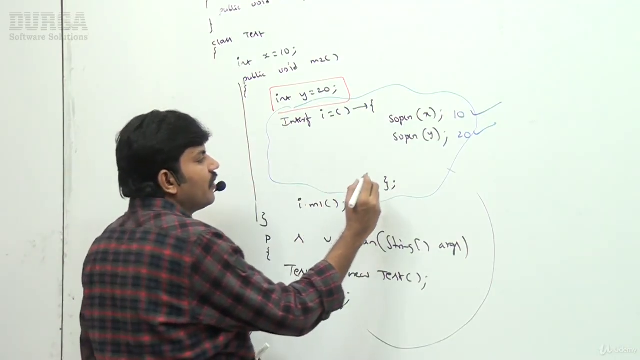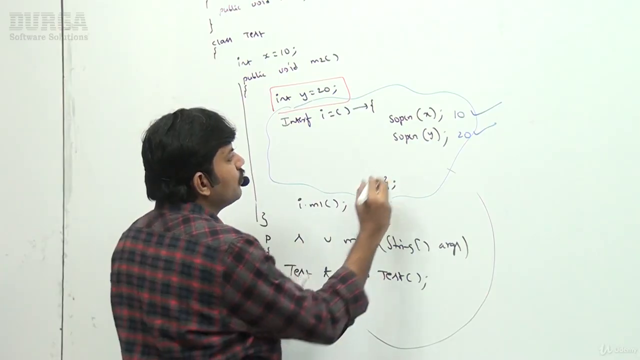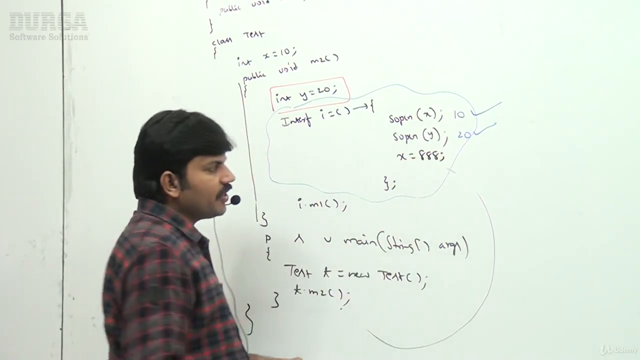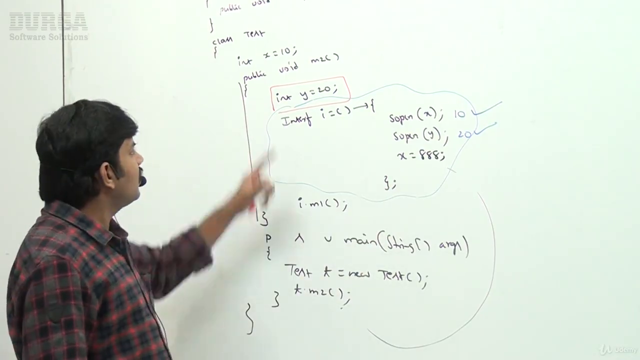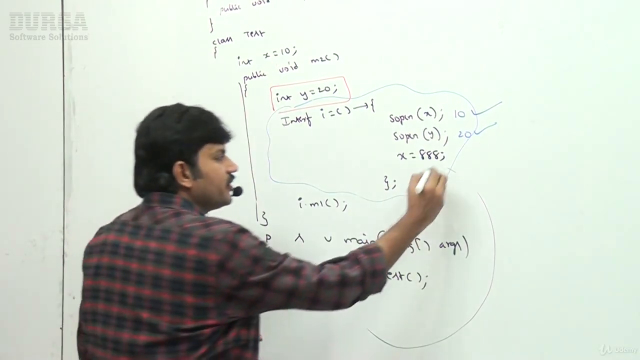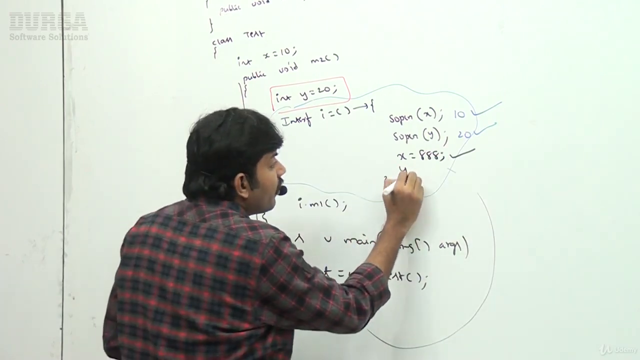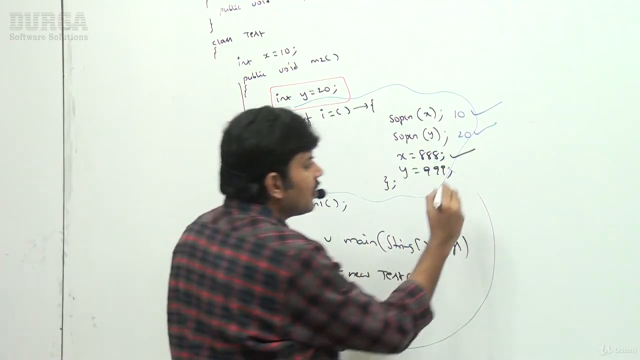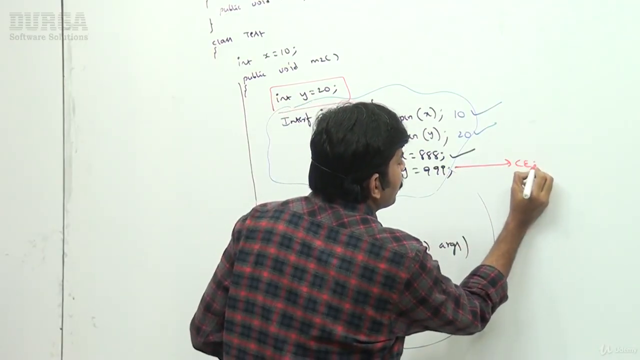Just have a look once. I'm changing the value, x = 888. Can you please tell, is it valid or not? Yes, class level variable, you can change, no problem at all. But y = 999 I'm taking. Immediately, compile error by default we are going to get, sir.